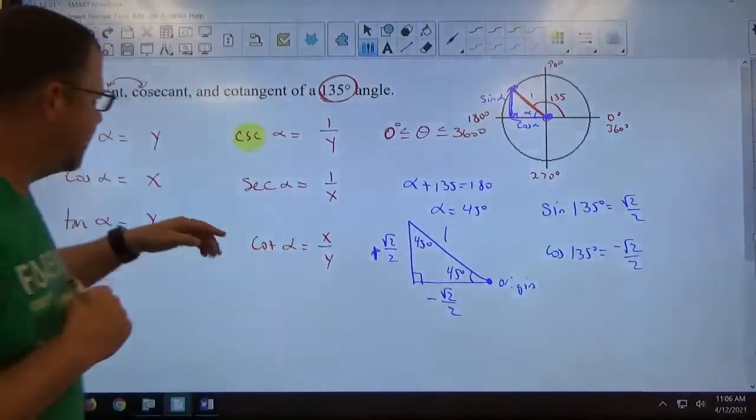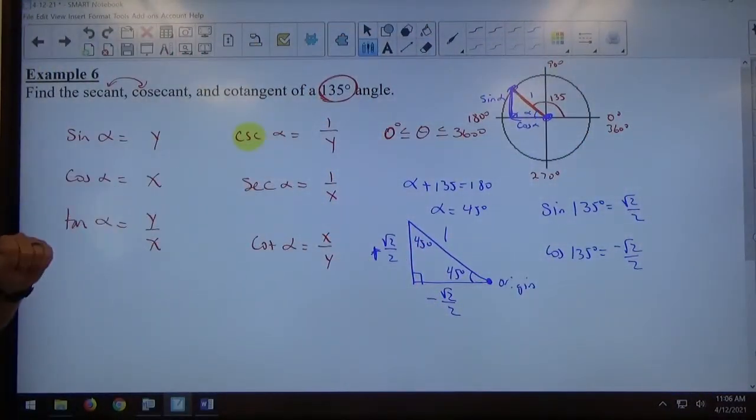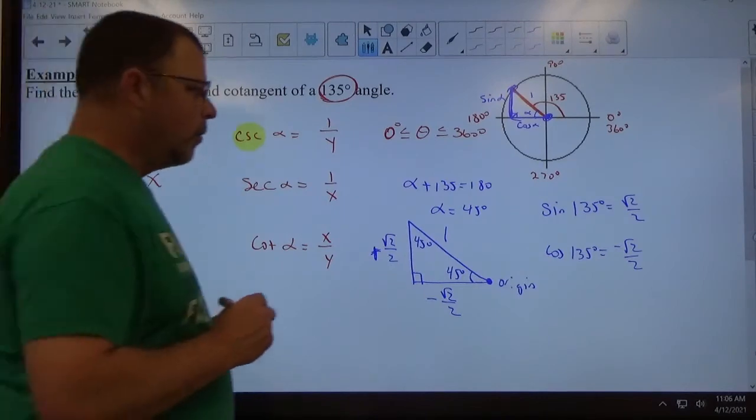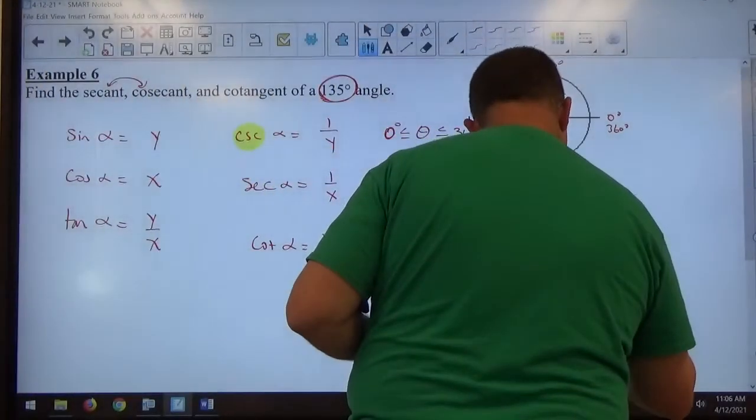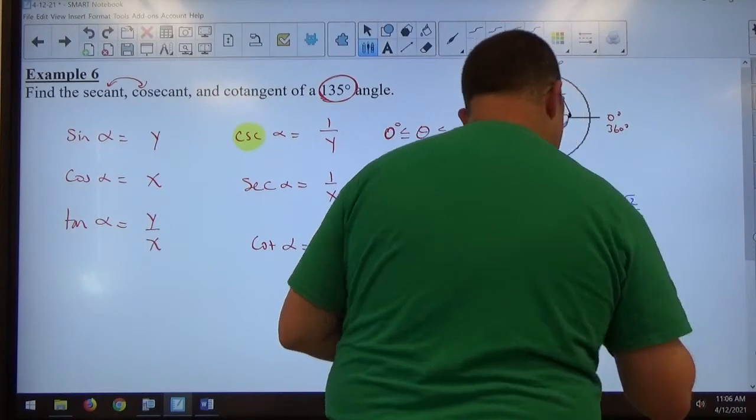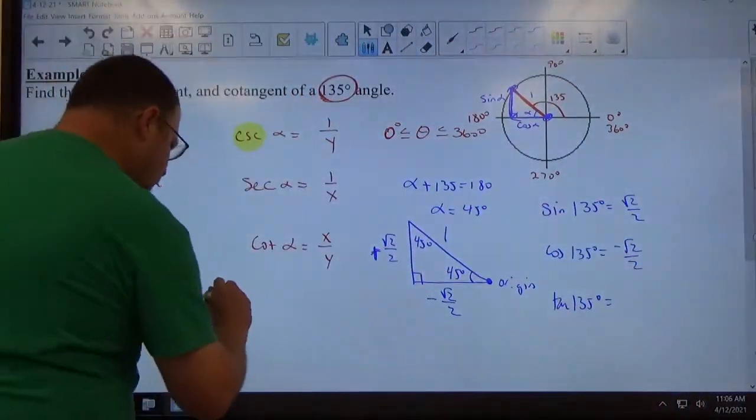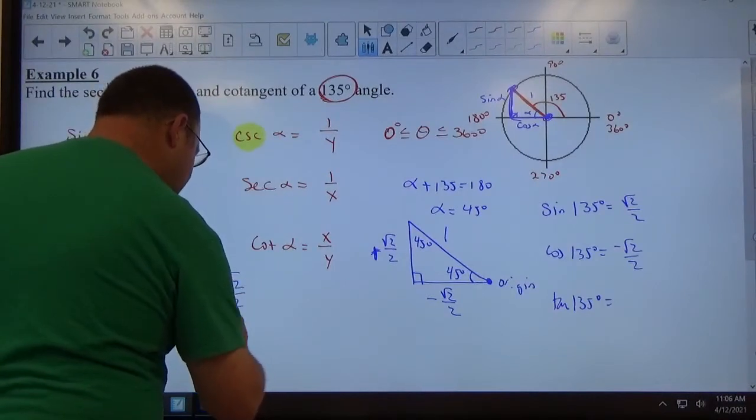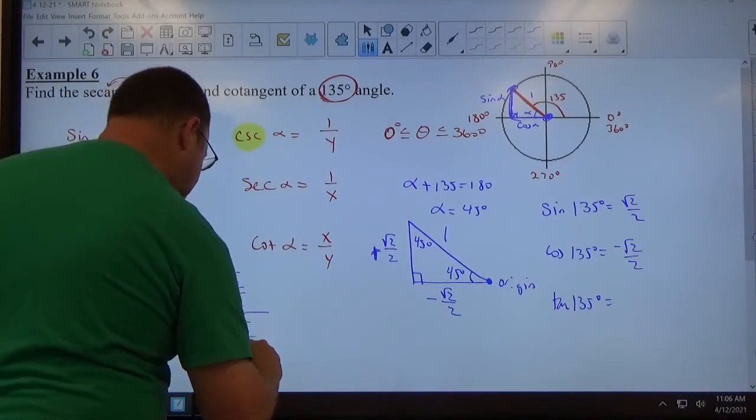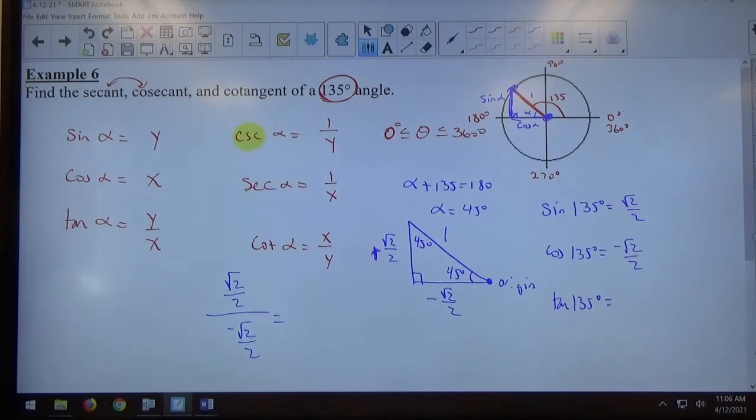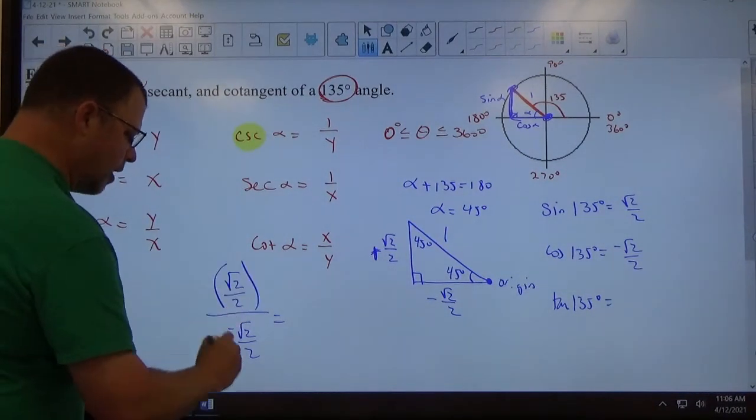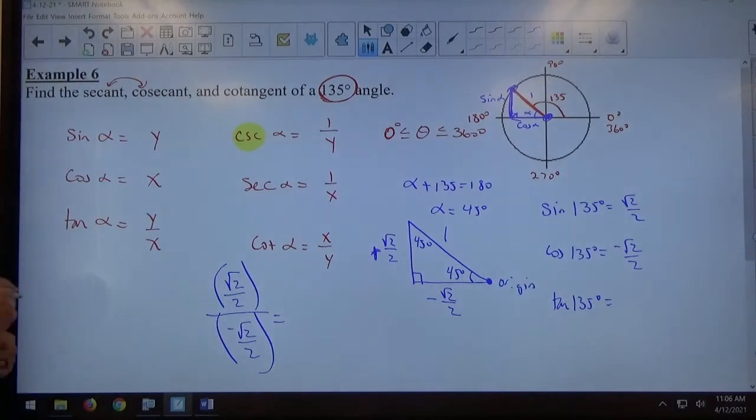And I'm tasked to find cosecant, secant, and cotangent. Right? Would everybody agree that tangent of 135 degrees is just this divided by that? Could somebody real quick take a look at this? Positive square root of 2 over 2 divided by negative square root of 2 over 2. What sign should that be? Negative. When you divide square root of 2 over 2 by the square root of 2 over 2, what do you get? 1.